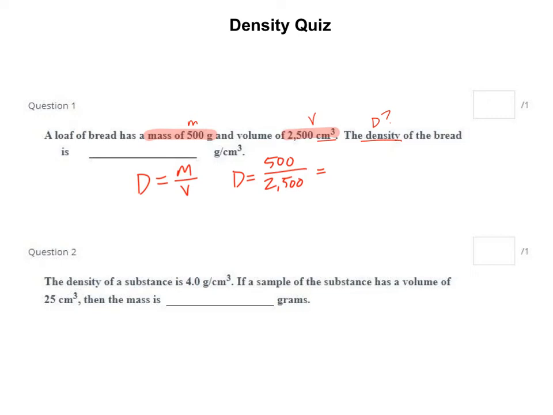And when I type this into the calculator, 500 goes into the calculator first, divided by 2,500, and you end up with a density of 0.2. And these units are grams per cubic centimeter.